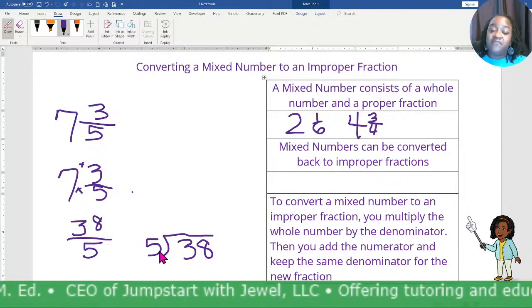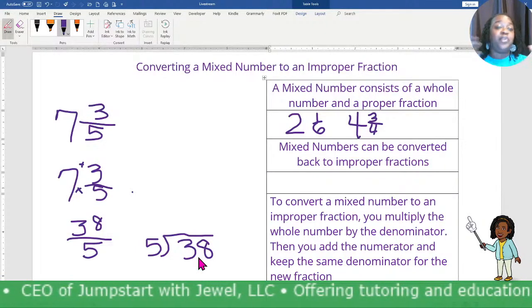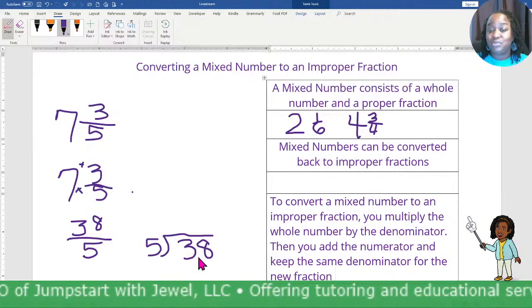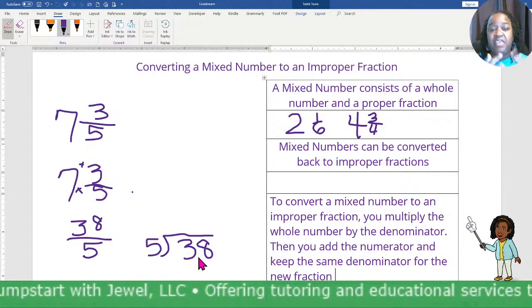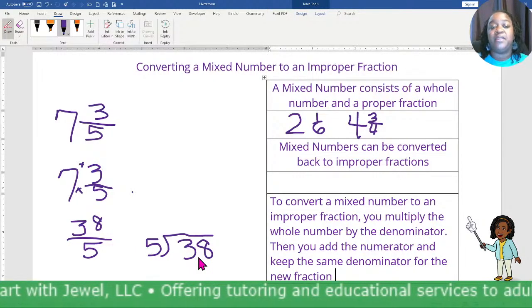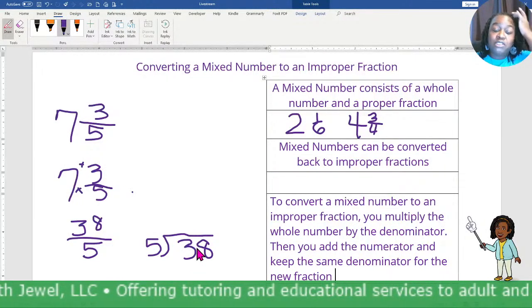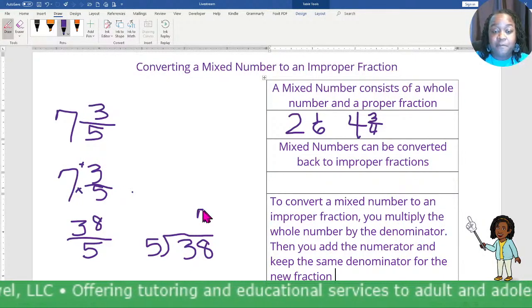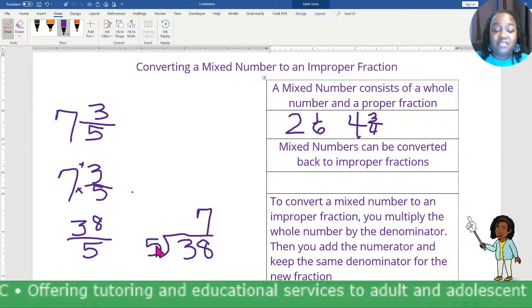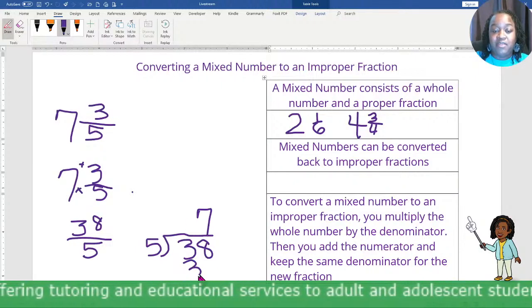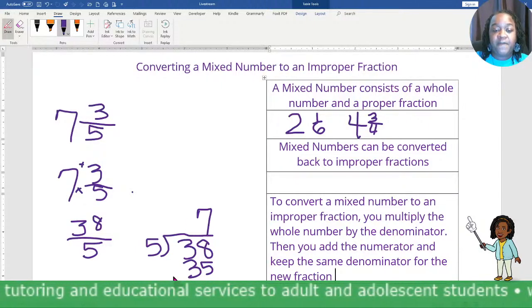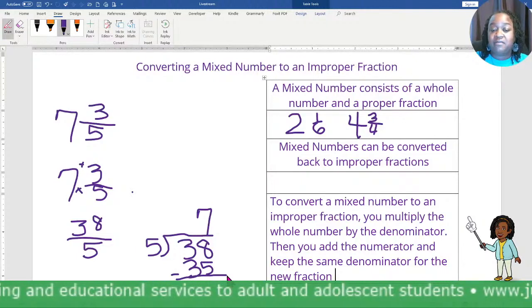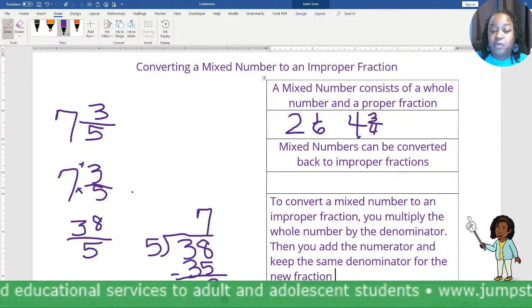How many times can 5 go into 38? If you have 38 items, 38 pencils, how many groups of 5 can you have with those 38 pencils? So 5 goes into 38 7 times. 7 times 5 is 35. Let me subtract. We have 3 left over.